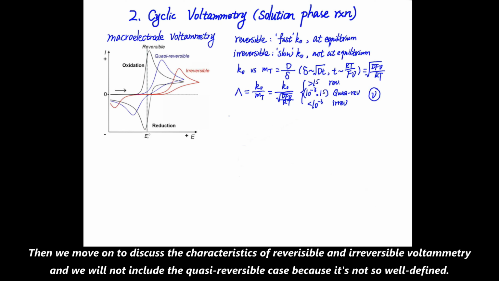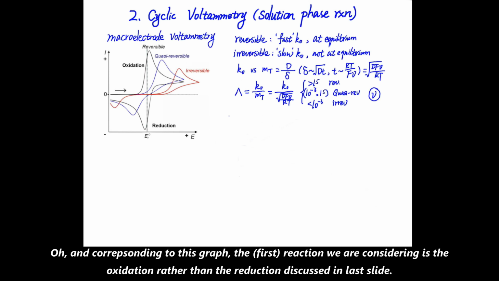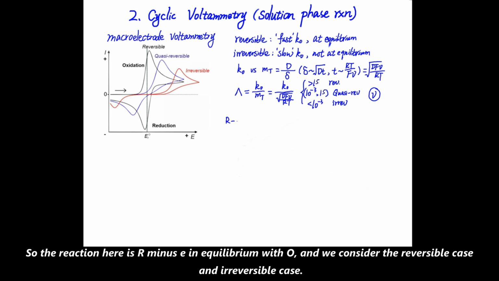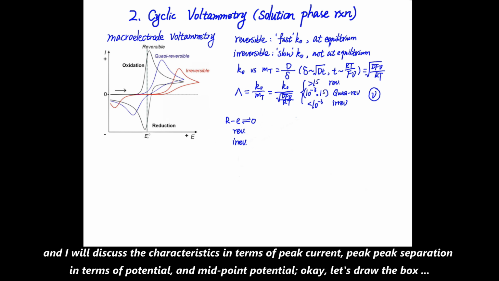Then we move on to discuss the characteristics of reversible and irreversible voltammograms. We will not include the quasi-reversible case because it's not so well defined. Corresponding to this graph, the reaction we are considering here is the oxidation rather than the reduction discussed in the last slide. So the reaction here is R minus e in equilibrium with O. We consider the reversible case and the irreversible case, and I will discuss the characteristics in terms of peak current, peak-to-peak separation in terms of potential, and midpoint potential. Okay, let's draw the box.